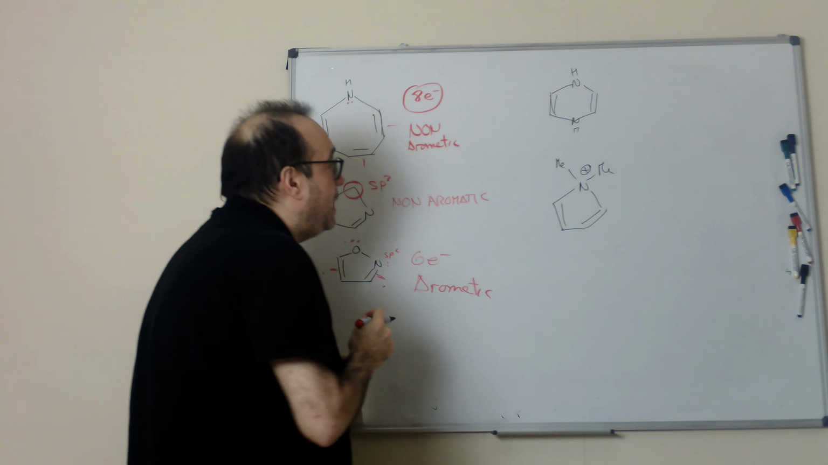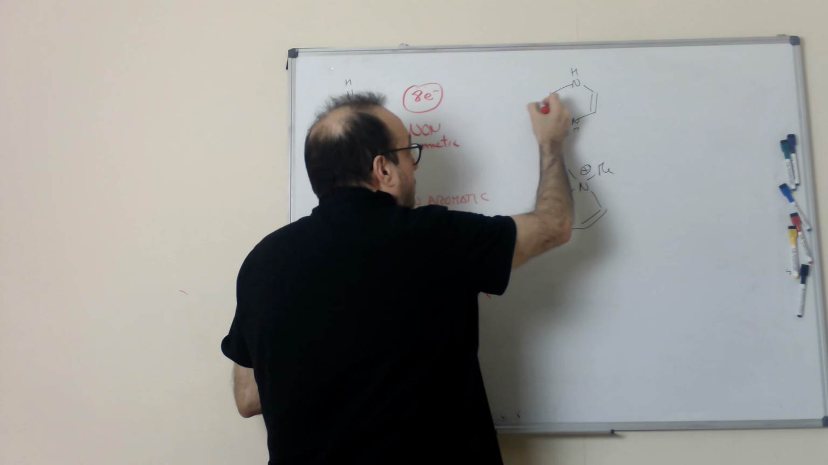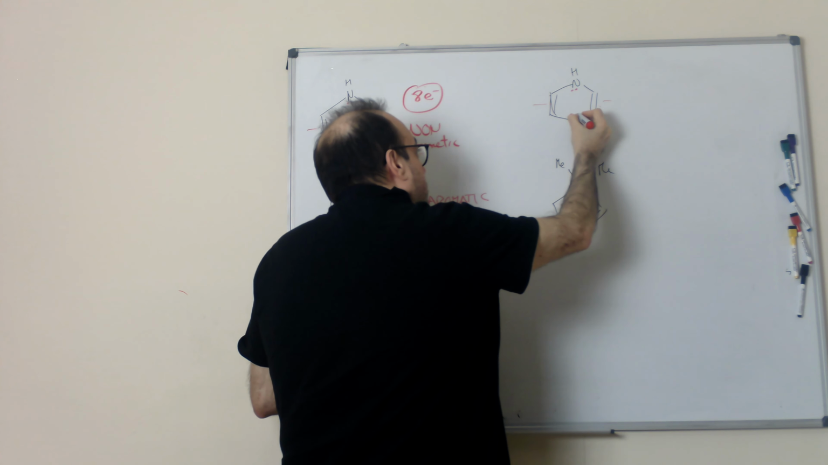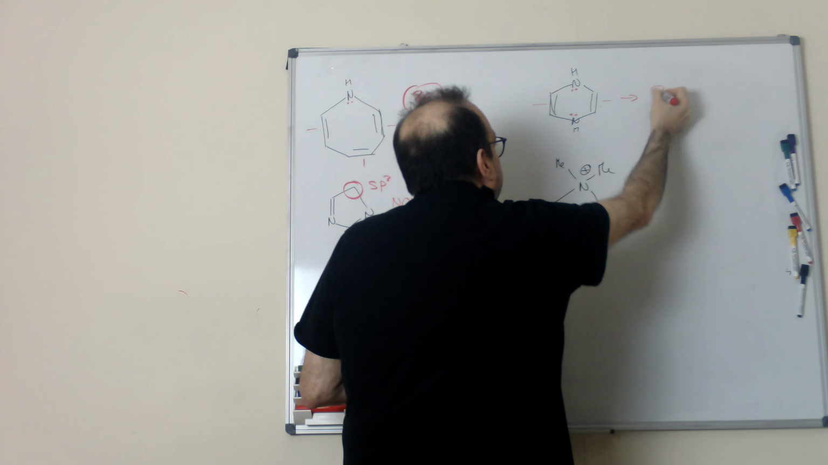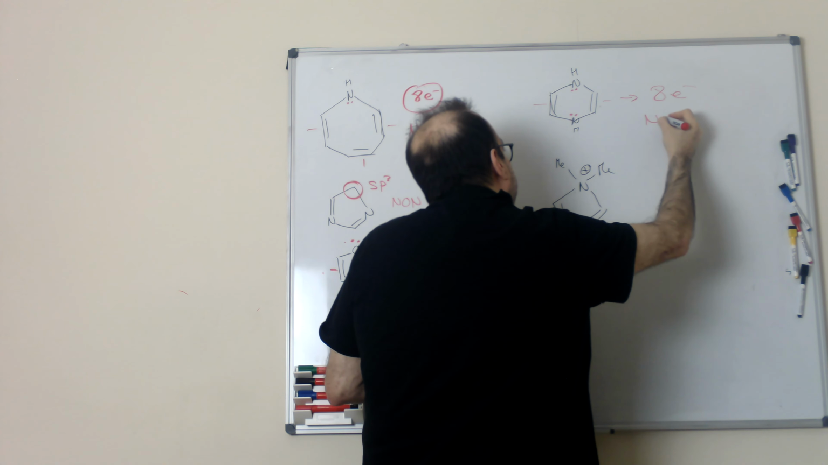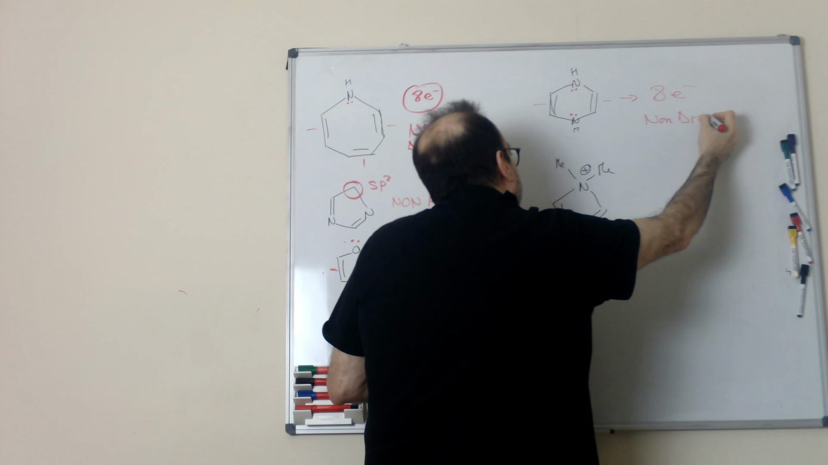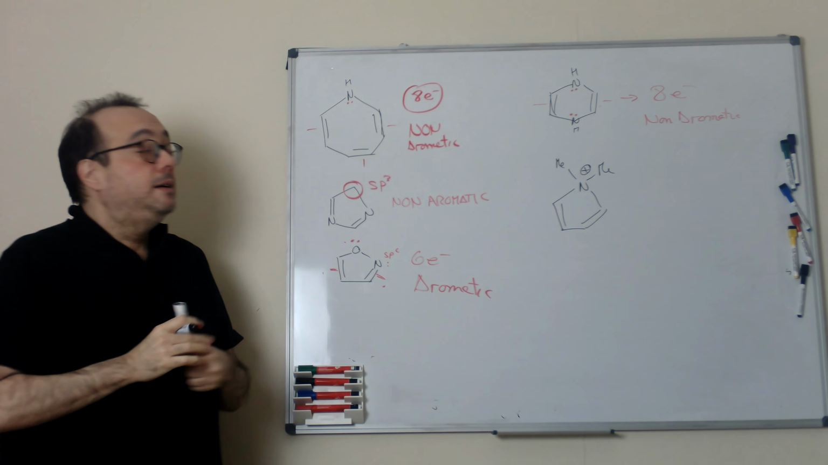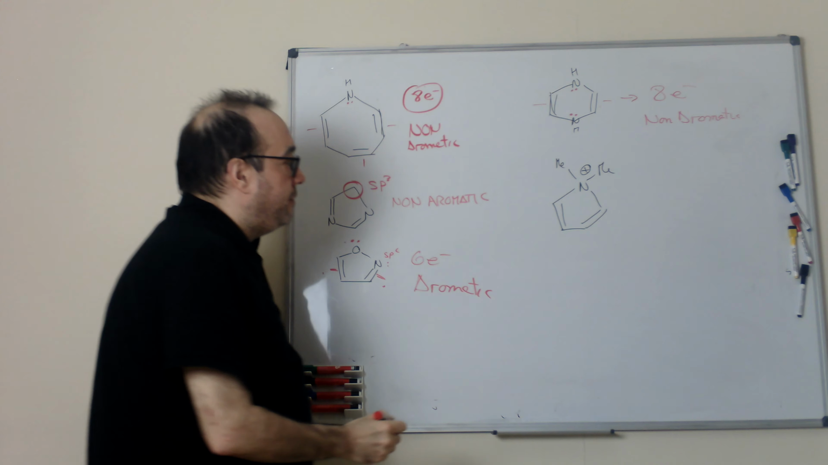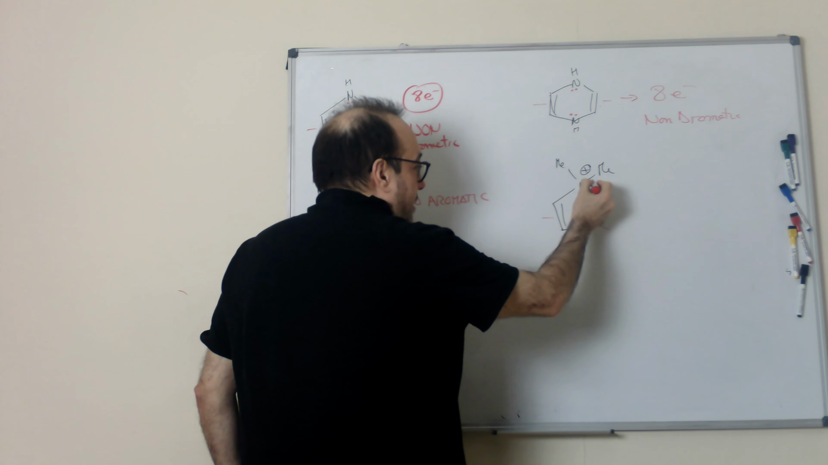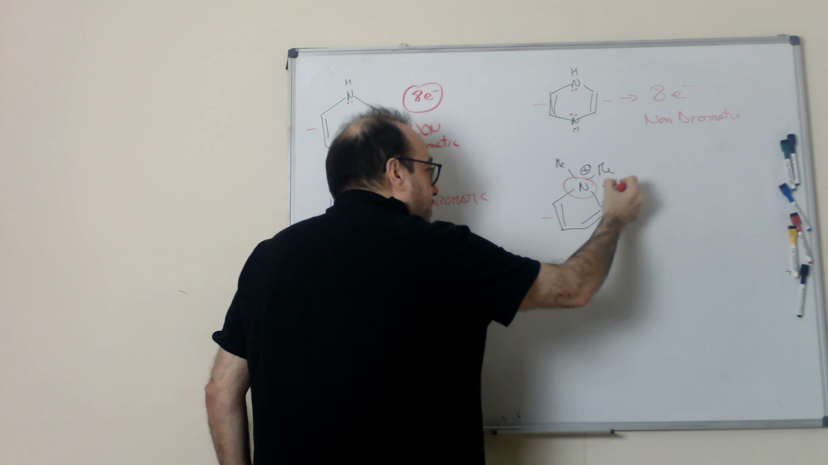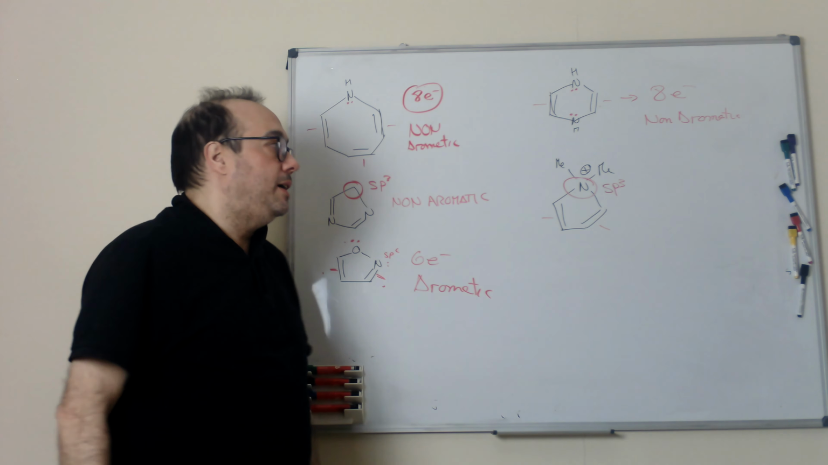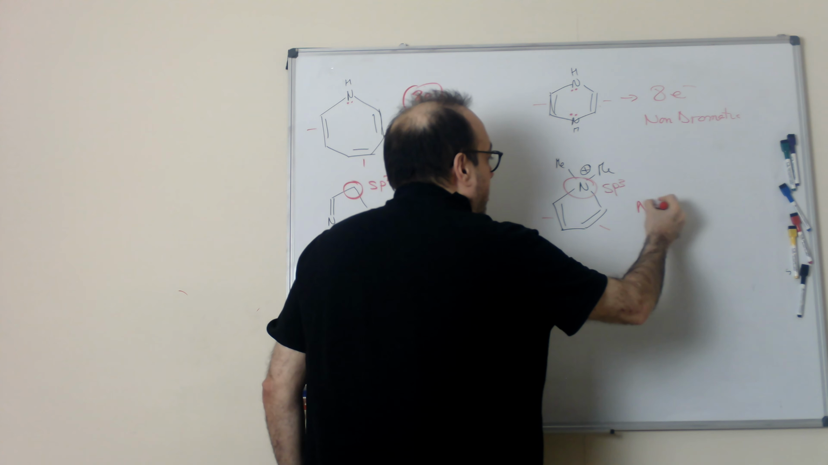If we go for the following one, we have 2, 4, 2 electrons in this nitrogen, 2 electrons in this nitrogen. This will lead us to 8 electrons. It will not be aromatic. Okay? And finally, this compound, we have 2, 2, but if we check this nitrogen, this is an sp3 hybridized nitrogen. That means that it's not part of the aromatic system. This compound is non-aromatic.